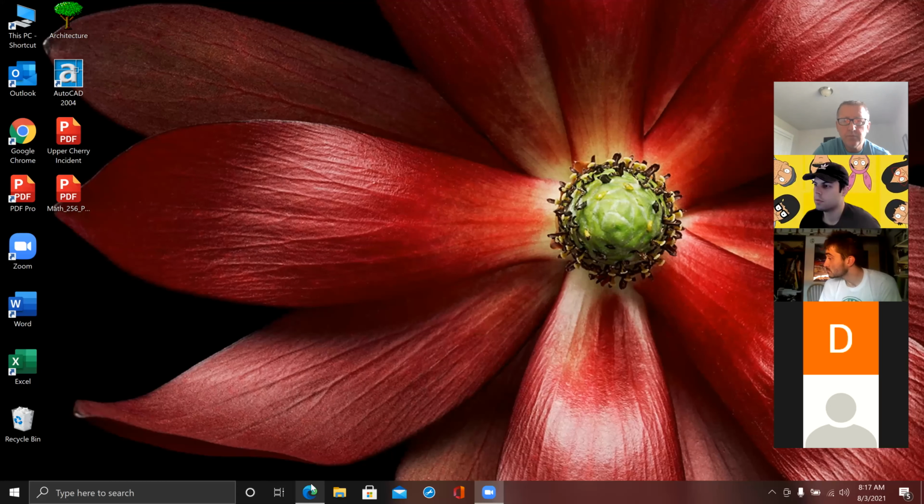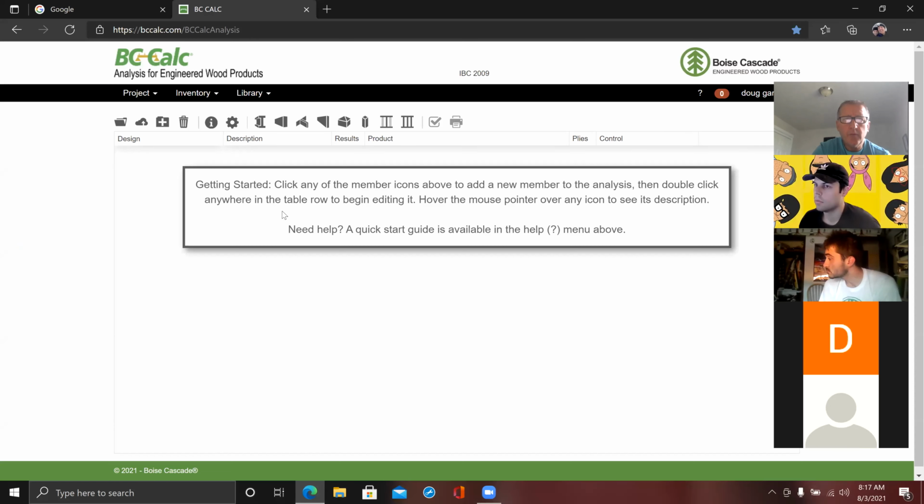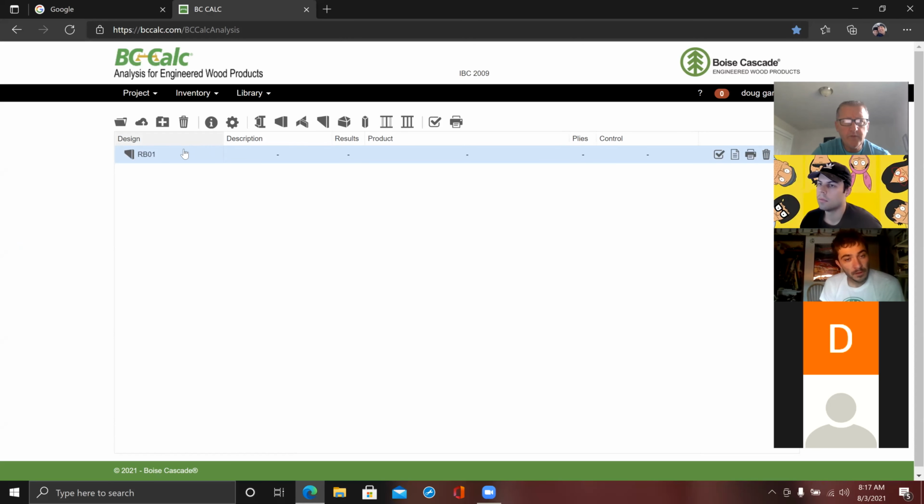So let's go use that program that I was mentioning earlier. So watch what I do here. Notice that one right there says new roof beam. That one says new floor beam. So I need a new roof beam, right? Mine's a roof. And so let's see here. There's my roof beam 1.